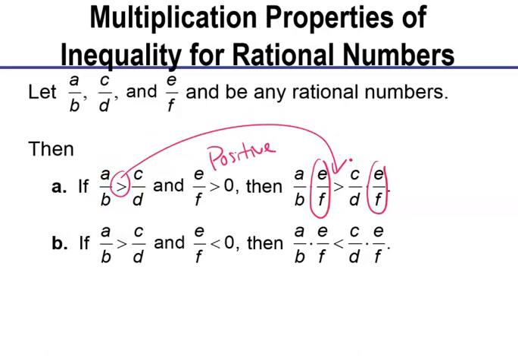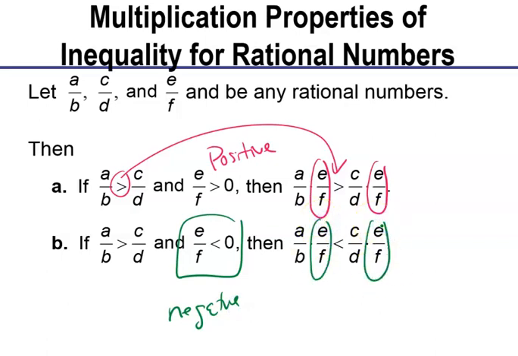Okay, so if you multiply by a positive fraction or even a positive integer or even a positive whole number, the direction of the inequality stays the same. On the other hand, look at the other one. Right here, if E over F is less than 0, which means it's negative, and you multiply your inequality by E over F on both sides, when you multiply by a negative, remember what happens? The direction of the inequality switches.